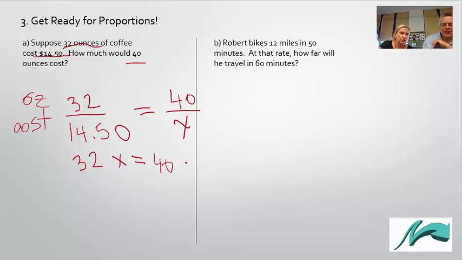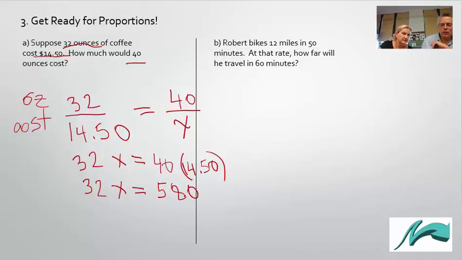Okay, so let's show where it comes from. So 40 times 14.50. Okay, so I have 32x is equal to, how much was it? That was 580. Okay, divide by 32.